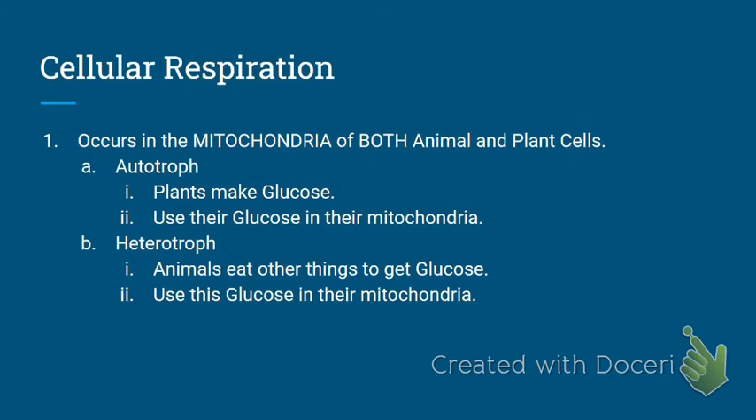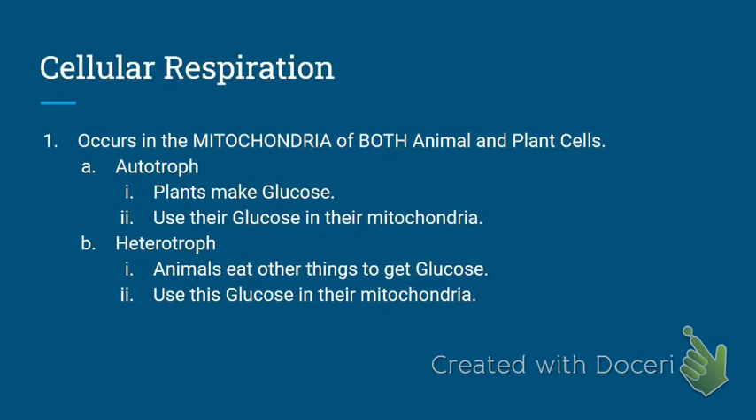Cellular respiration occurs in the mitochondria of both animal and plant cells. Now, this is a big misunderstanding people have. A lot of people think that cellular respiration only happens in an animal cell, but it happens in both plant and animal cells in the mitochondria.